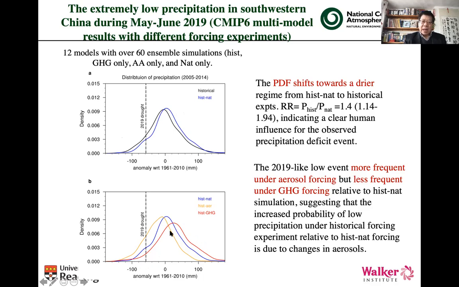You can see that with greenhouse gas only included, the PDF shifts to the right, indicating that the probability of drought events decreases. However, when we include only aerosols, the probability density function shifts to the left, indicating aerosol forcing led to an increase of drought events in Southwest China. And so in the historical simulation relative to the natural simulation, the increase of drought events is due to the change of aerosol forcing.